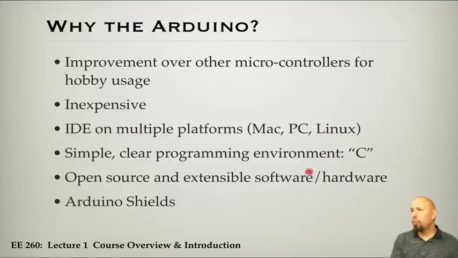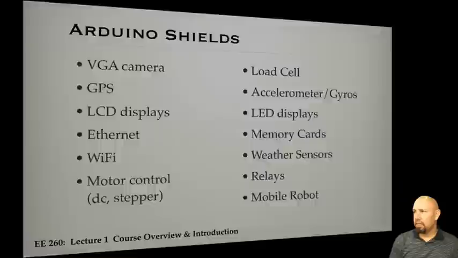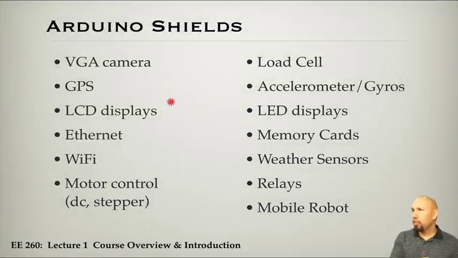So the open hardware, we have what are called Arduino shields. These are like additional circuits you can add onto your Arduino. They just kind of stack right onto your Arduino and allow additional capabilities of your system. Here are some example Arduino shields. You can get a camera, VGA camera, a GPS onto your system. LCD, you can get LCD or LED displays. You can connect to the internet through Ethernet or Wi-Fi. You can control motors, as I said, like a stepper motor or a DC motor or a servo motor. You can have relays.